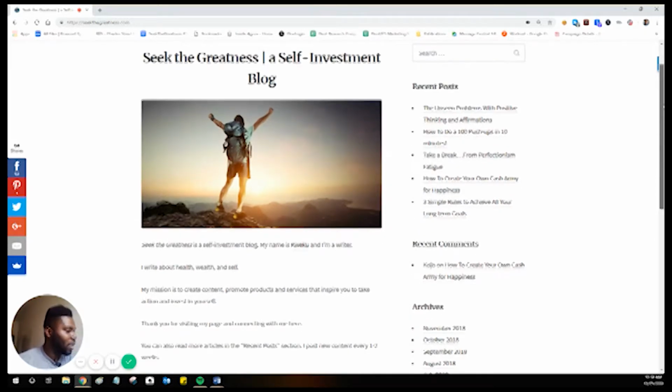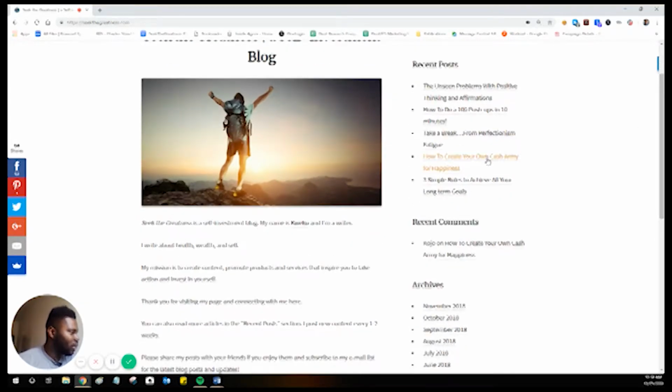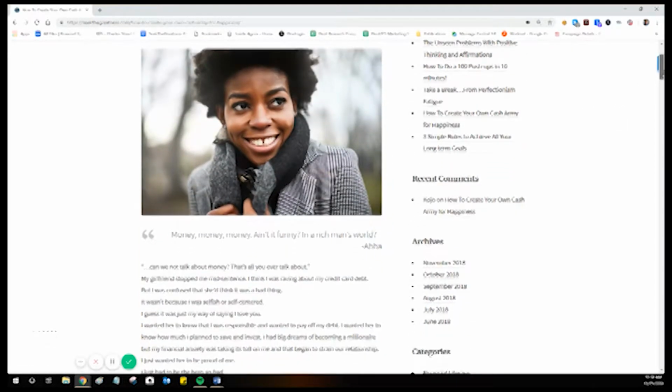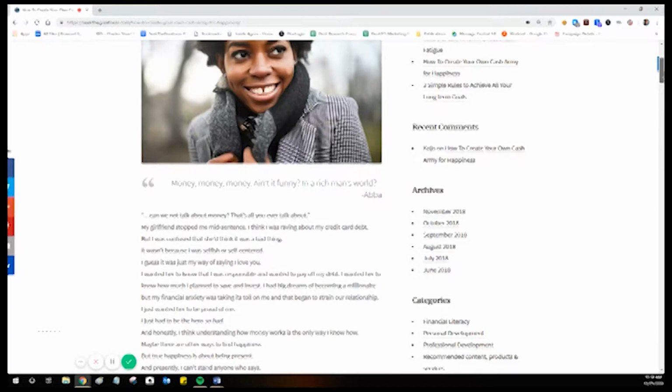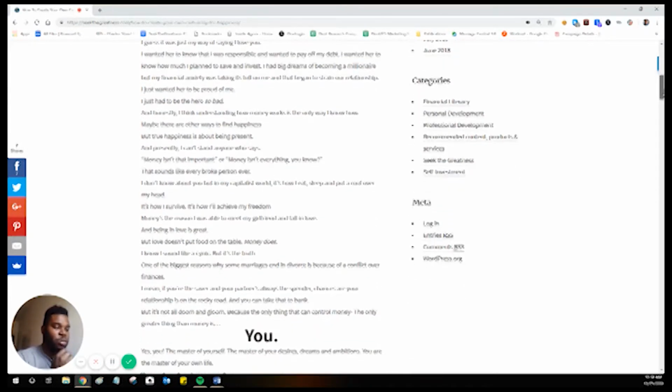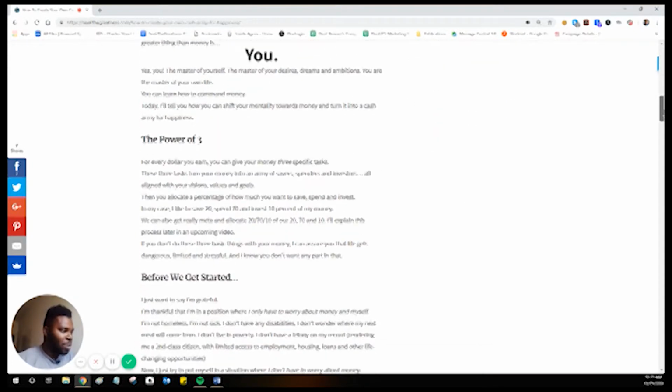So let's begin. How to create your own cash army for happiness. As I said, you don't have to read the whole article. I'm just going to take you right to the bullet points, the main points. But if you want to read more about the story and where I'm coming from, you can check out this article at SeekTheGreatness.com. But let's get right into it.